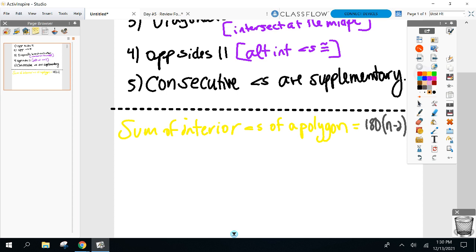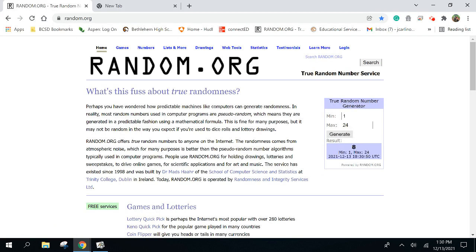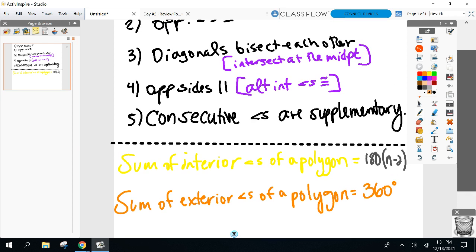All right. Good. How about the sum of the exterior angles now? What do you got for me there? Sum of the exterior angles of any polygon. Yeah, there is no formula. It's always 360. I don't care how many sides you got. It's always 360. We okay?